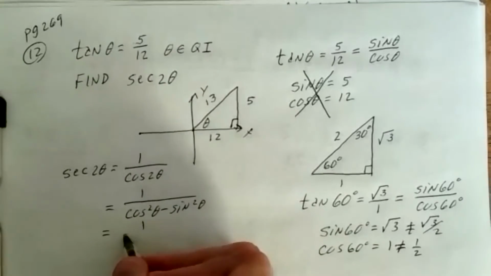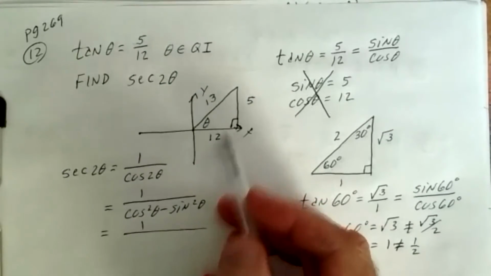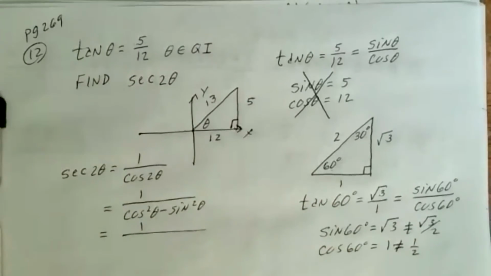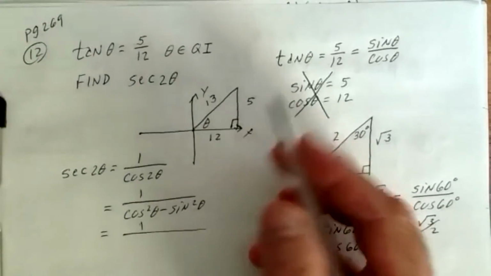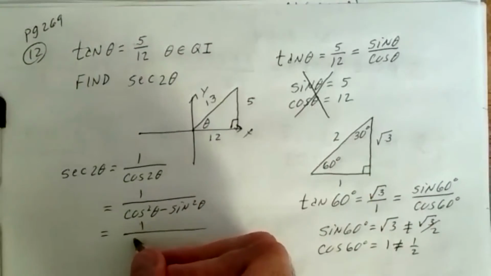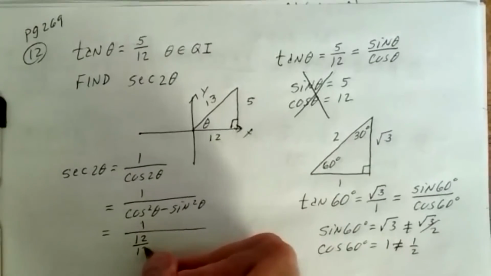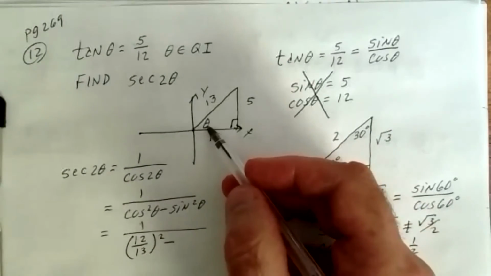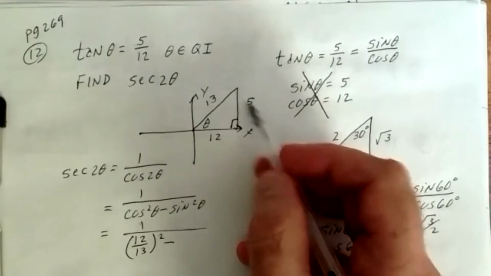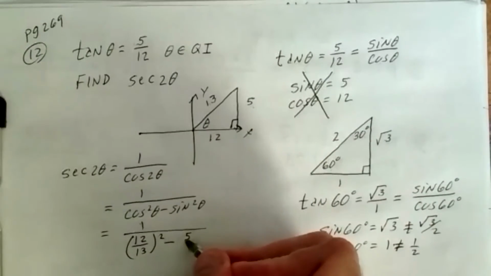Now, we can use the triangle we built up here to determine what these values should be for these trig functions. Cosine of theta is 12 over 13, adjacent over hypotenuse. So 12/13. Now we're going to square that. The sine of theta is the opposite side over the hypotenuse, so that'd be 5/13. And we square that.